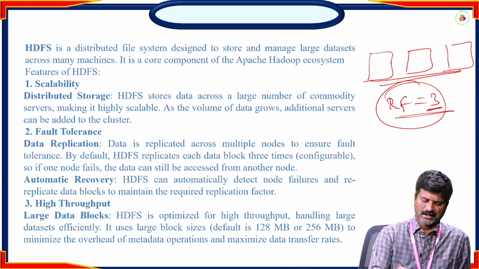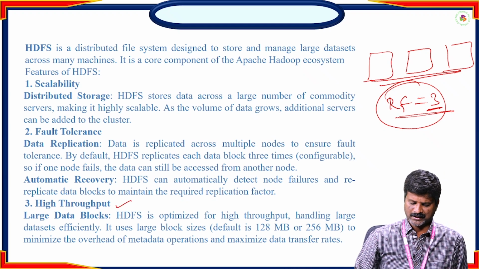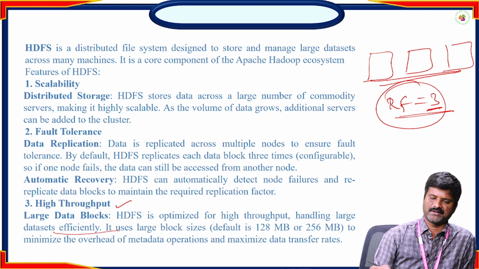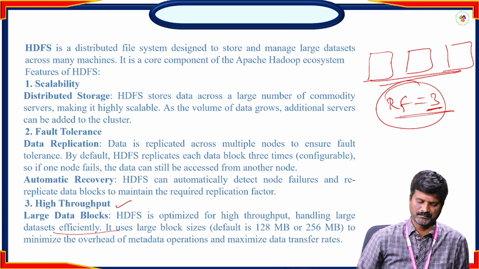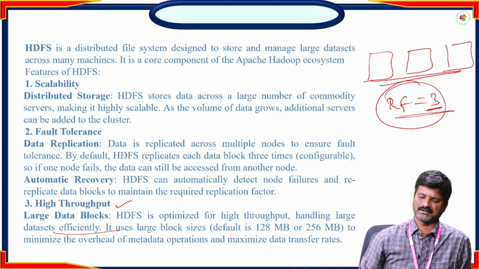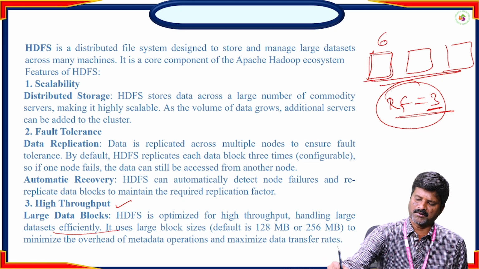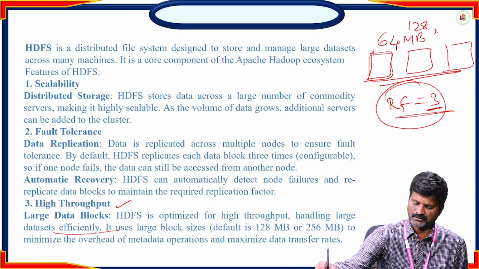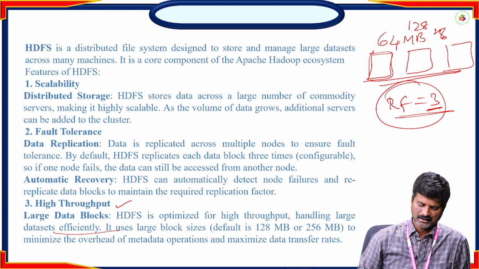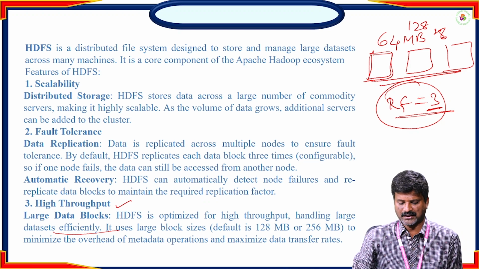Another feature is high throughput. In terms of storing the data, HDFS is optimized for high throughput, handling larger data sets efficiently. The main purpose of Hadoop HDFS is to store and handle large volumes of data, so we are using larger data blocks. To achieve high throughput and maximize the data transfer rate, we need to consider large blocks. The data will be divided into different blocks, with block sizes like 64 MB, 128 MB, 256 MB. We need to consider a large block size so that you can minimize the overhead of maintaining the metadata operations.